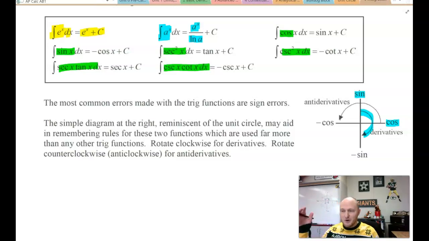If you move clockwise, that's going to give you the derivatives, okay? So y values at the north and south pole, that's sine. And then your x values are your east and west poles, if you will, okay?